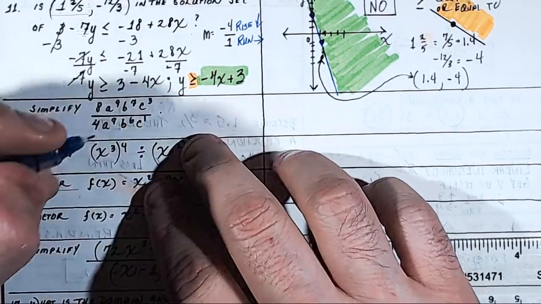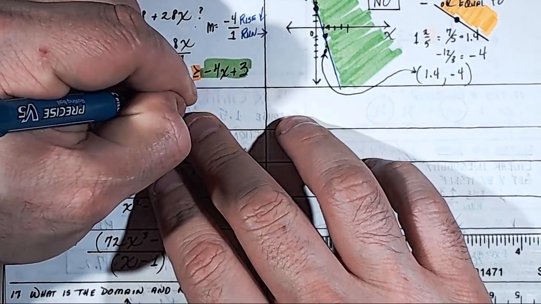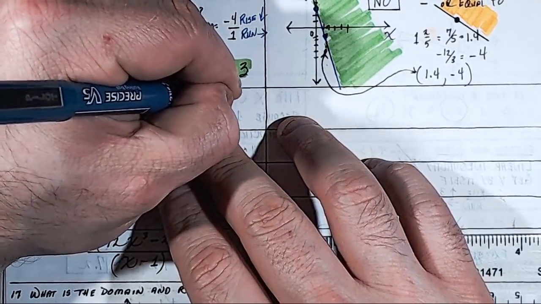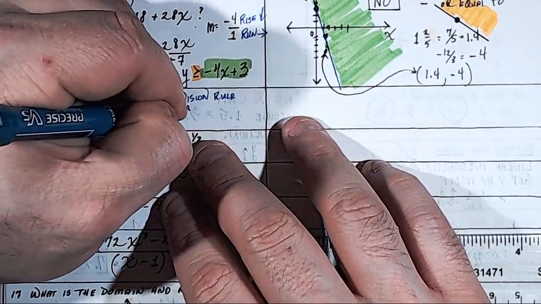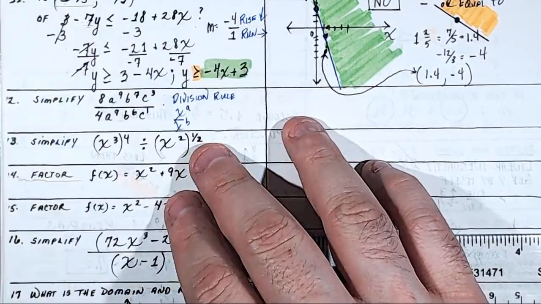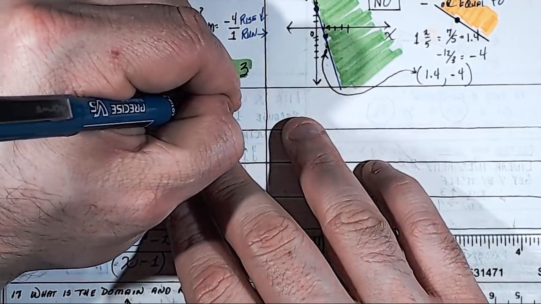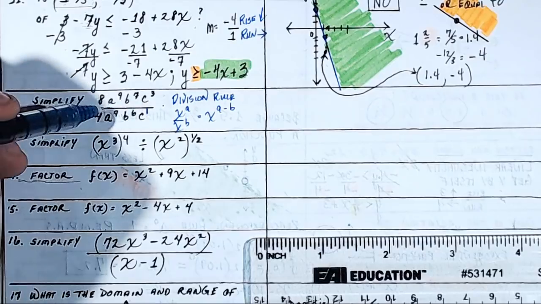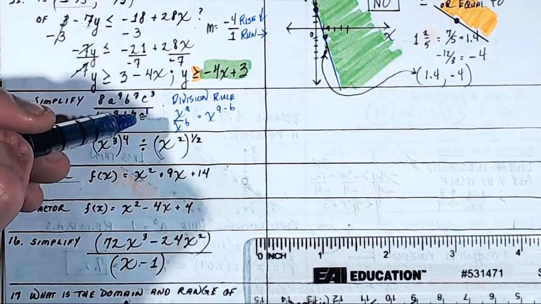Now remember, the division rule for exponents, we're going to be using that over and over here. Division rule: x to the a over x to the b equals x to the a minus b. I'm going to be using that over and over again, because I have a to the 9th over a to the 9th, b to the 7th over b to the 6th, c to the 3 over c to the 1.